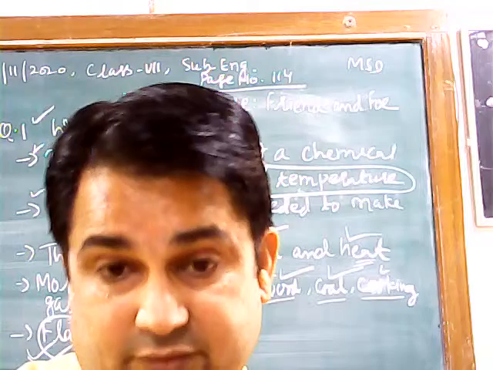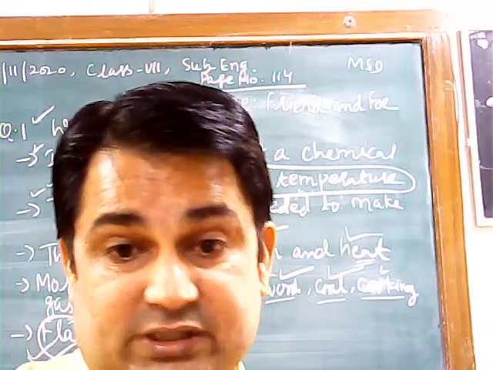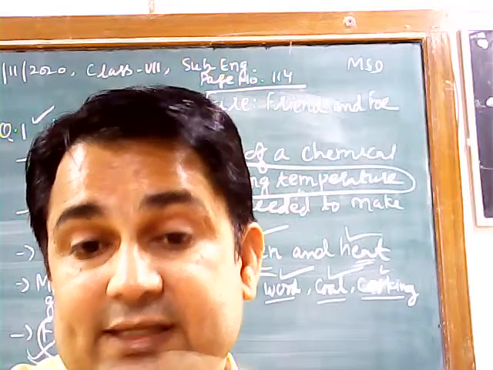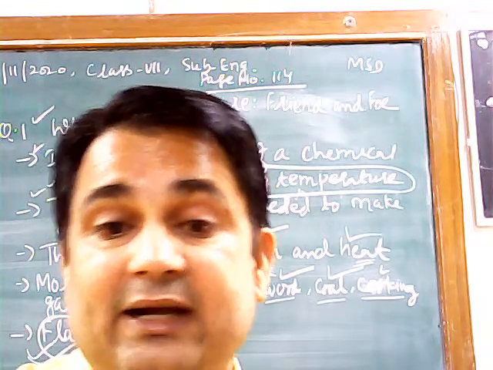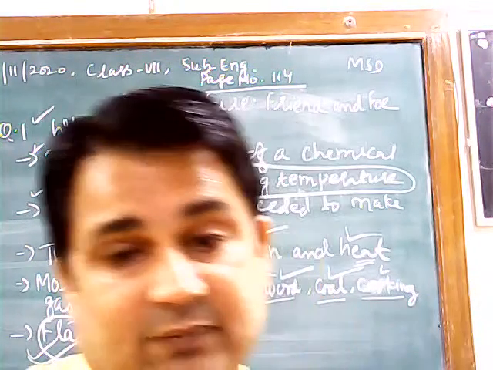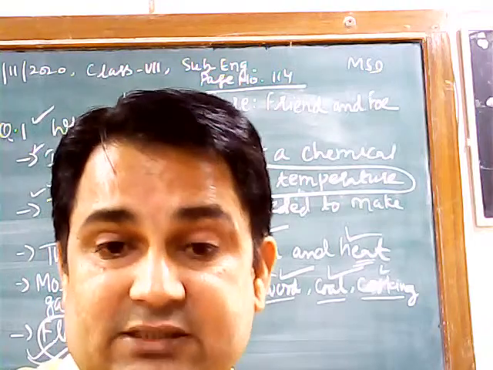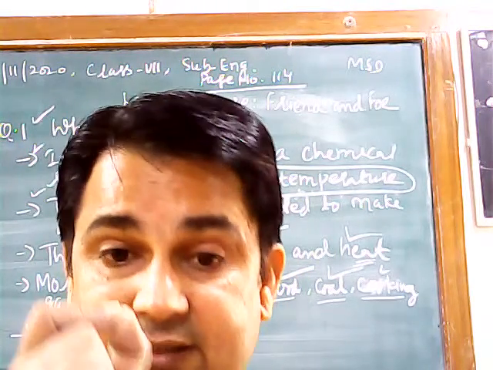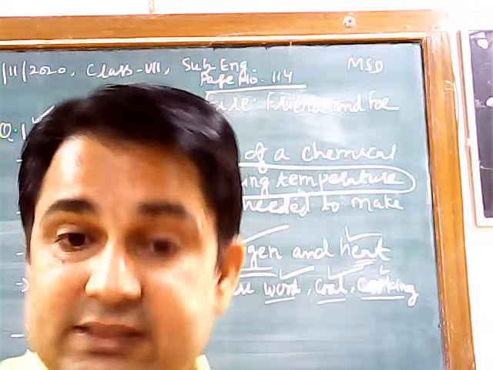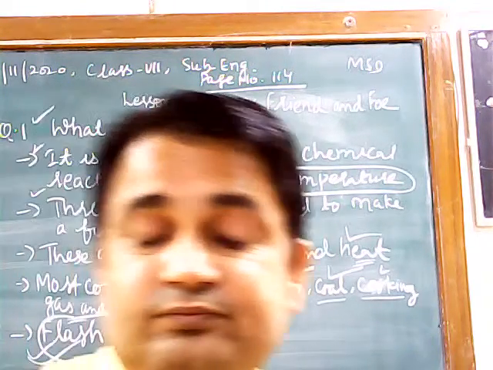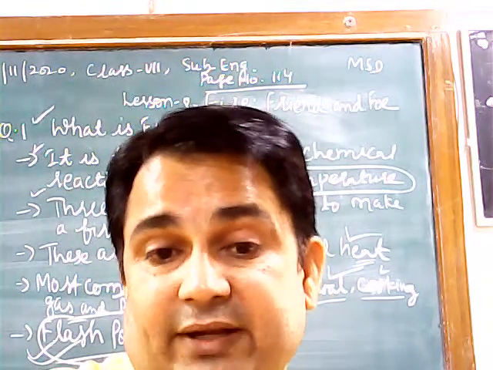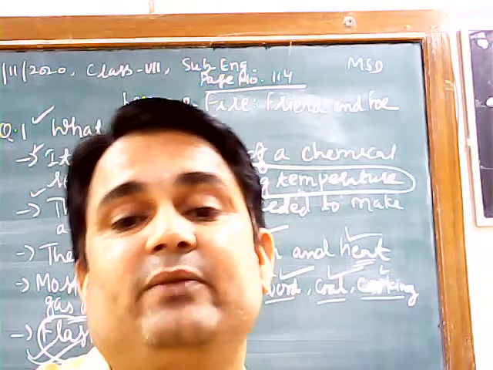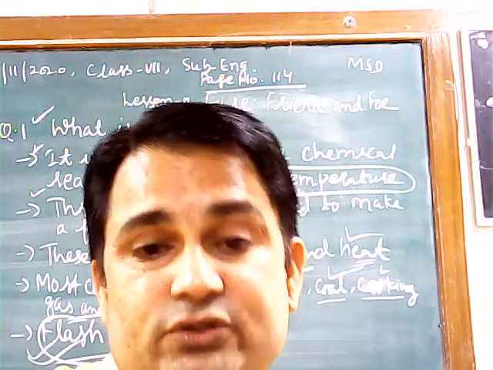What else is required for fire to take place? Oxygen is required, so you cut off the supply of oxygen. And what is the third thing required? Heat is required, so you cut off the heat supply. When we do all these three things, then fire will not take place. When the supply of these three things is cut off, fire will not take place.